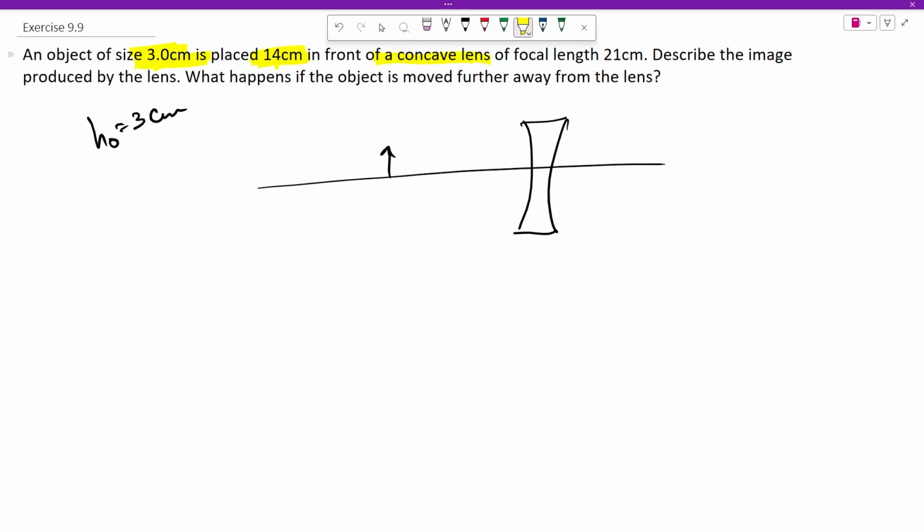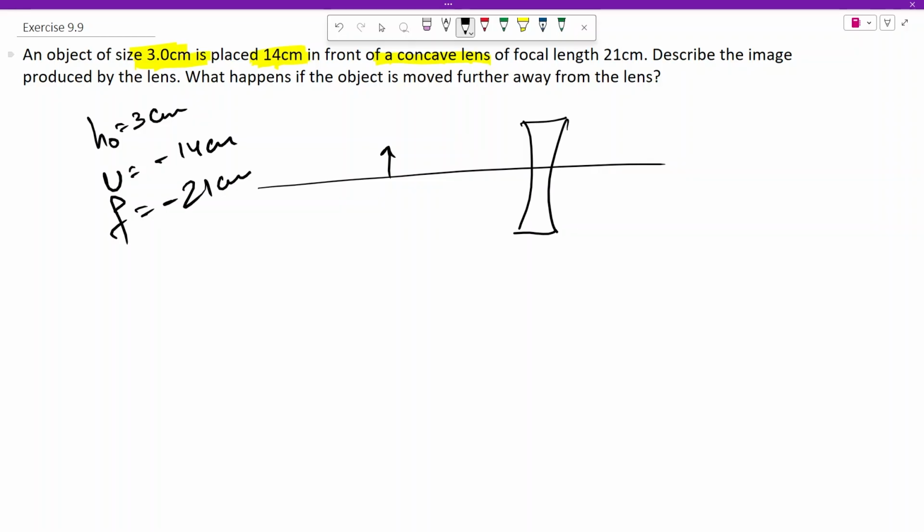So we can write u equals 14 centimeter in front, that is, minus 14 centimeter would be there, and the concave lens has a focal length of 21 centimeters. So here f is going to be equal to minus 21 centimeter because it is a concave lens.